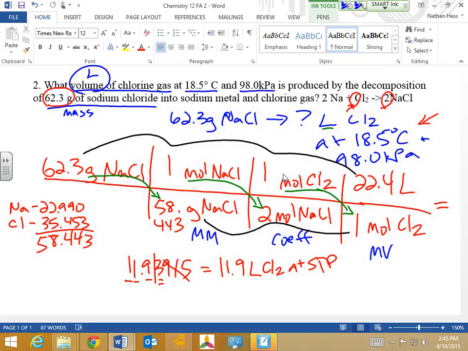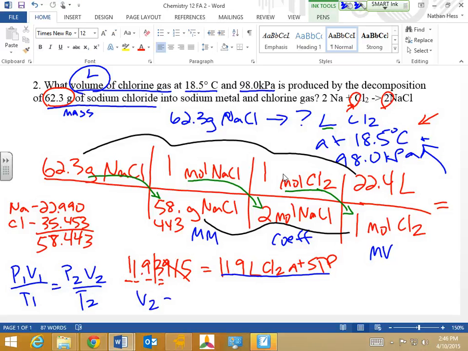So I'm going to take and do my equation, which is P1V1 over T1 equals P2V2 over T2. Since this number is already at STP, those are going to be my 1s. And the things I'm trying to find up here are going to be my 2s. So therefore, V2, if I solve this equation around for V2, is P1V1 T2 over T1 P2.